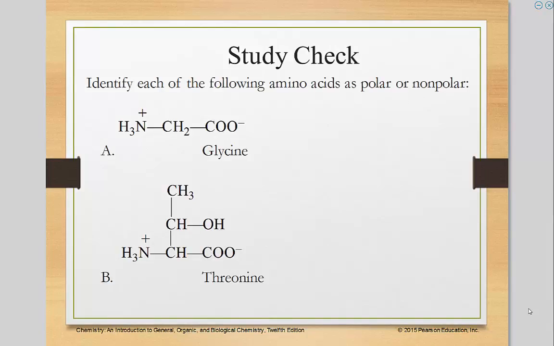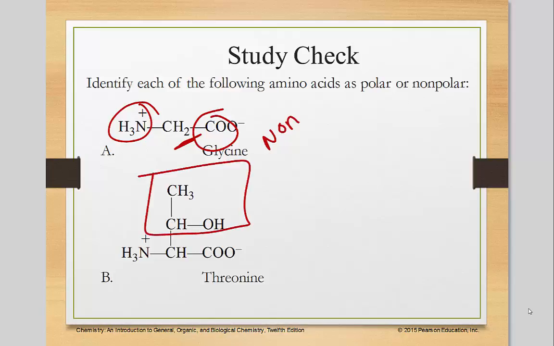Identify each of the following amino acids as polar or nonpolar. Well, here's your NH3 group and here's your COO group, carboxylate group. Well, we have two hydrogens. We have no area here for electronegativity outside of the carboxylic acid, and we don't consider that. So therefore, this is nonpolar. Here's our R group here. An OH group here. Because of that oxygen, that's creating a region of polarity.